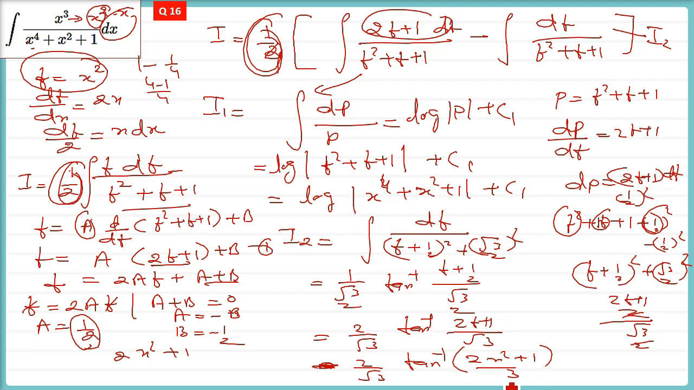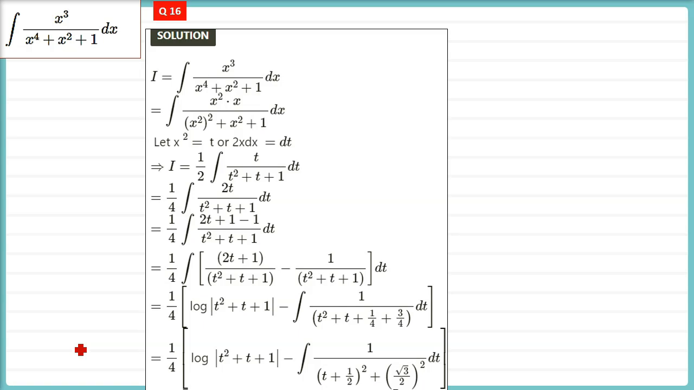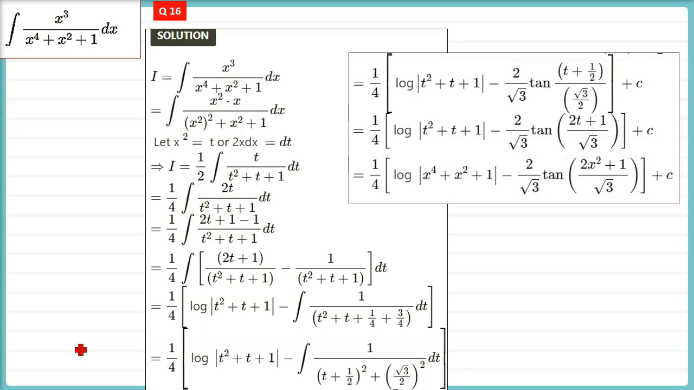I'm just trying to combine I1 and I2 here. So this will be I1, which is log modulus x raised 4 plus x square plus 1, and the constants of integration c1 and c2 will combine as constant c. So this is your final result, the final integration. We combined I1 and I2. So this is how we are going to go about it, the same way we did the previous questions.